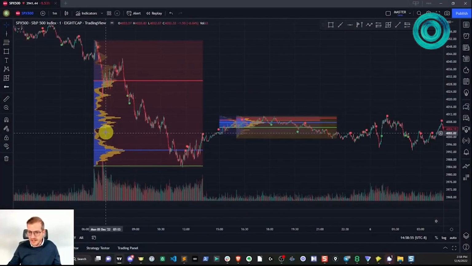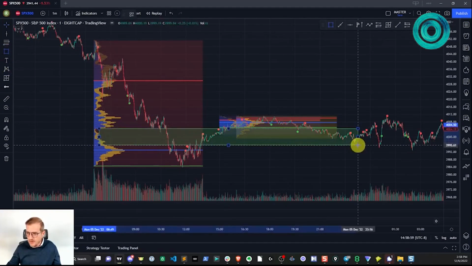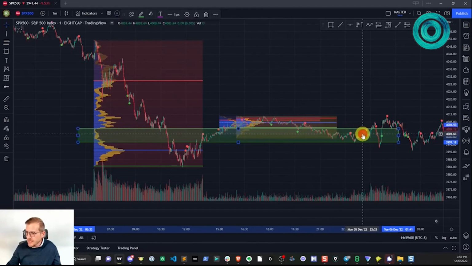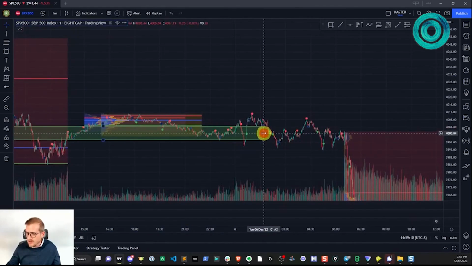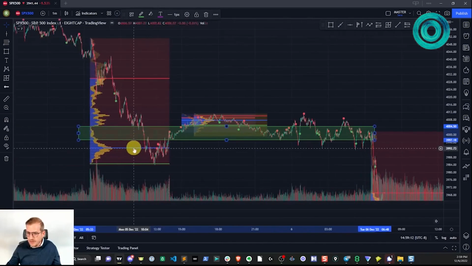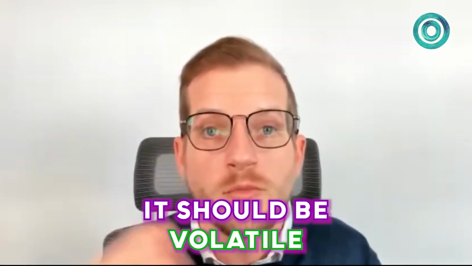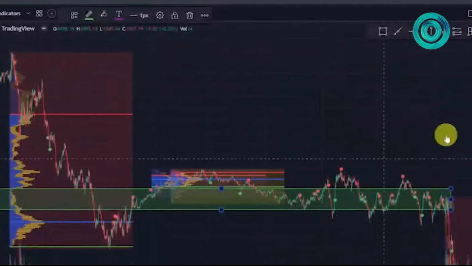You'll also see that in this profile back here, it acted as support through a lot of this range, right? Through that whole next period, this vacuum node acted as support for this whole period, even down into the next, right? Until it broke down. So that's how important those vacuum nodes are. We know when price gets in these areas, it should be volatile, and when it moves through it, it's very volatile. So this is kind of how we're using the volume profile.